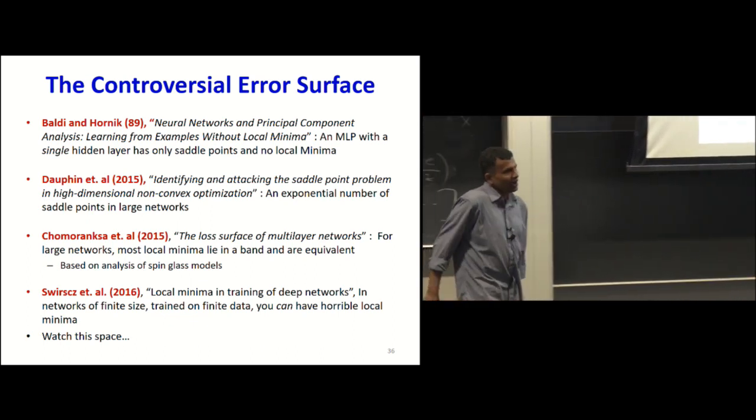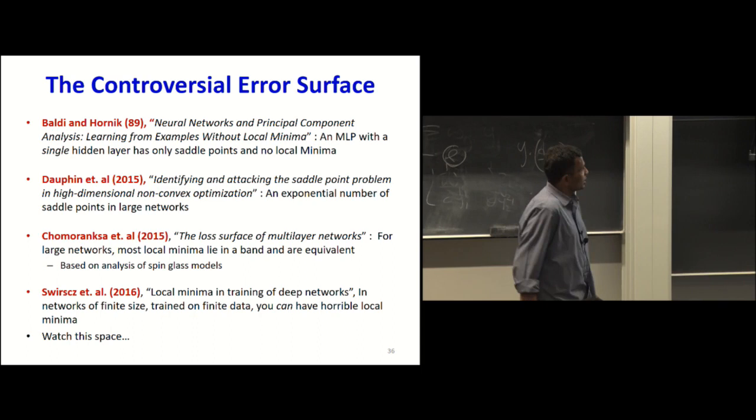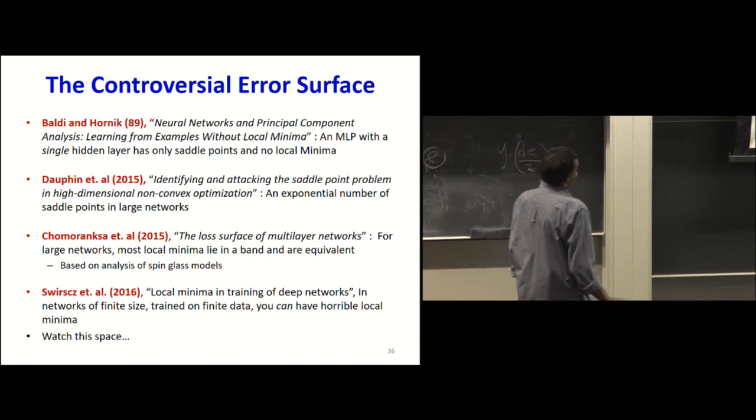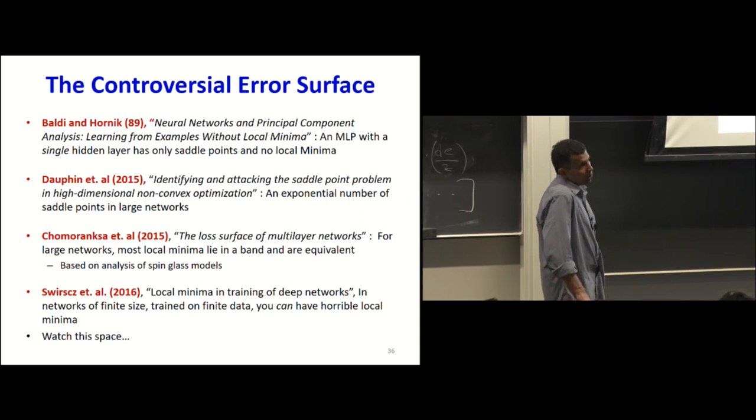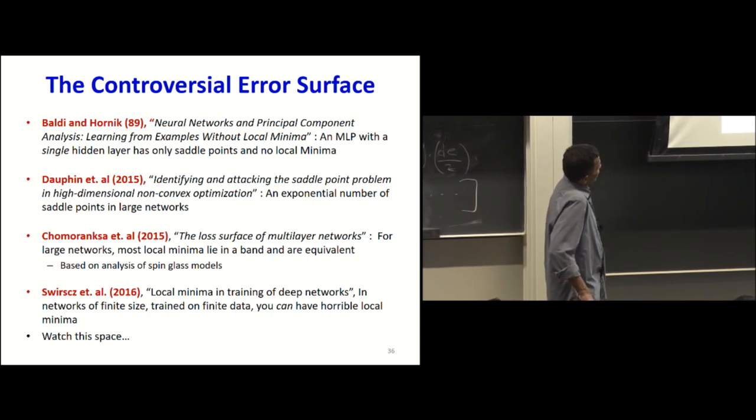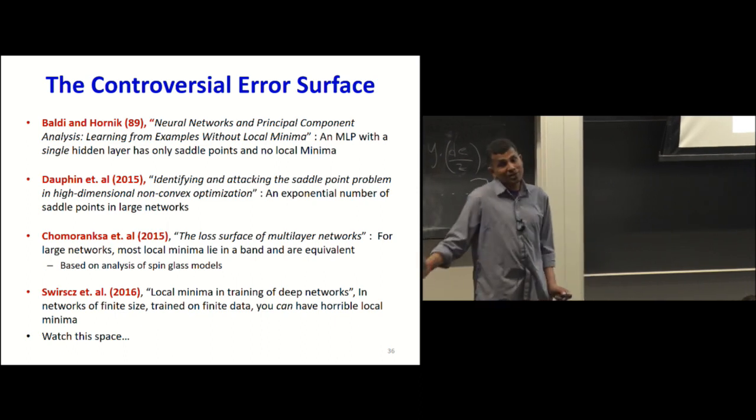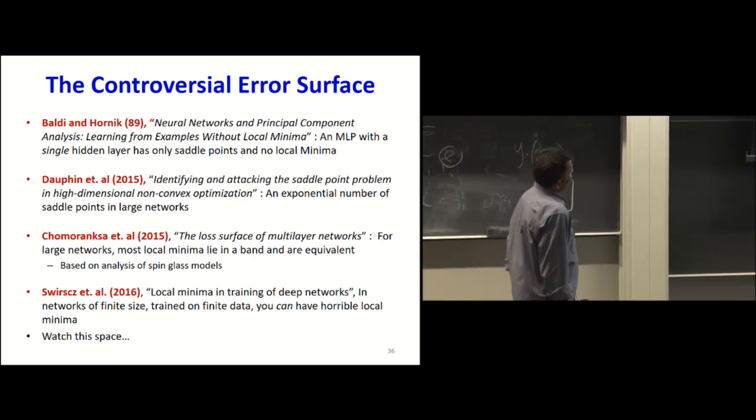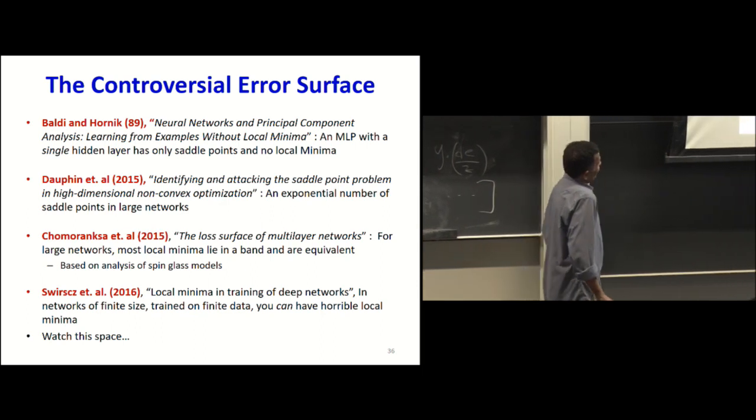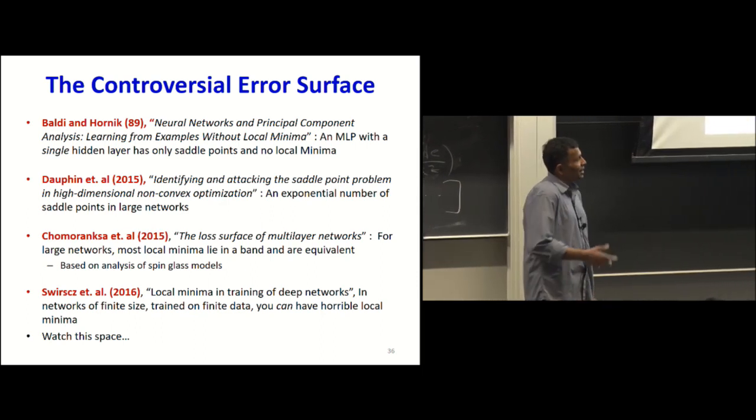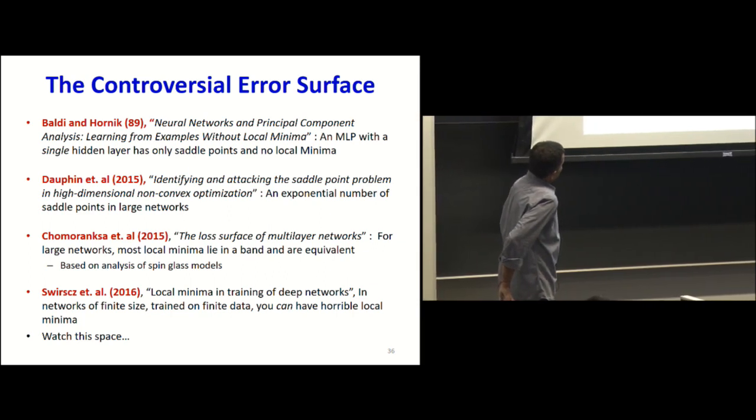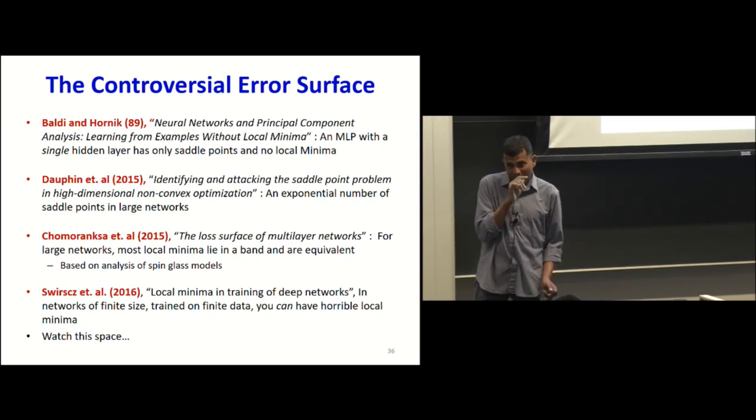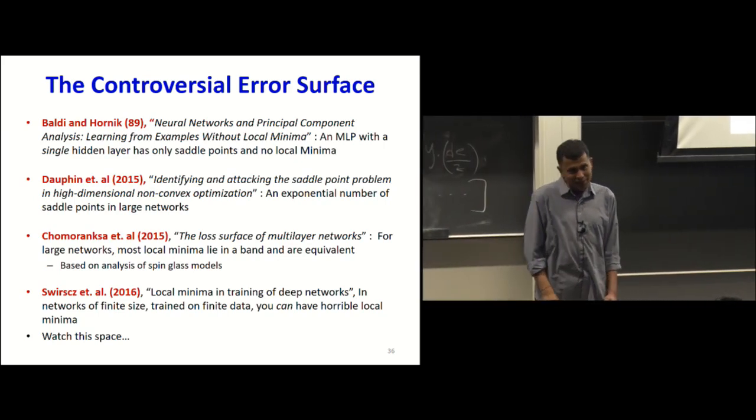Here are various papers on the topic. Baldi and Hornik in '89 say that an MLP with a single hidden layer has only saddle points and no local minima. Dauphin et al. say that there are an exponential number of saddle points in large networks. Choromanska et al. say that for large networks, most local minima lie in a band and are equivalent. And these guys say in networks of finite size trained on finite data, you can have horrible local minima. I'm not really sure what the final conclusion is. It's all over the place.